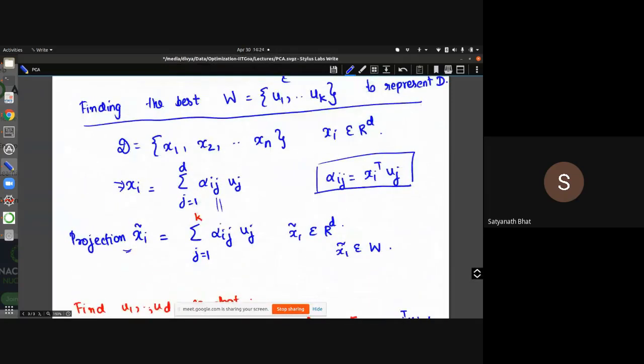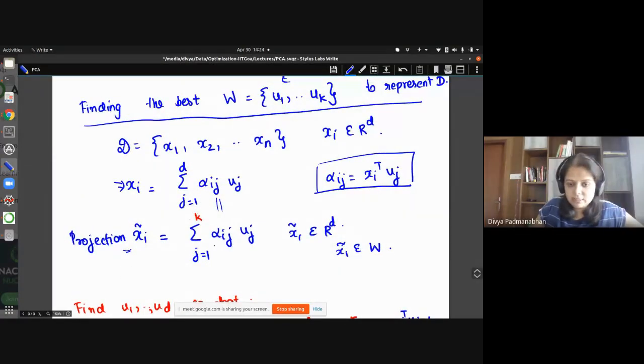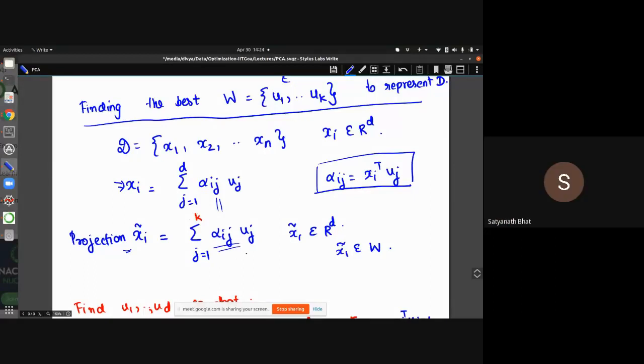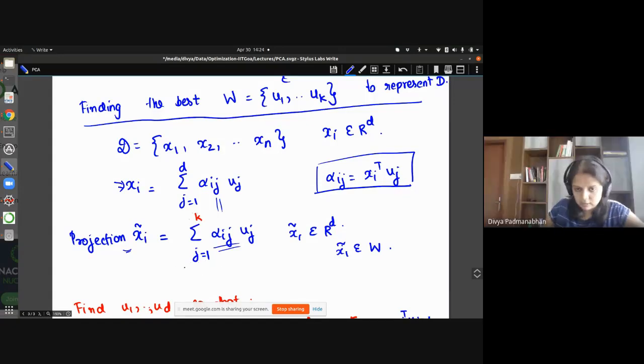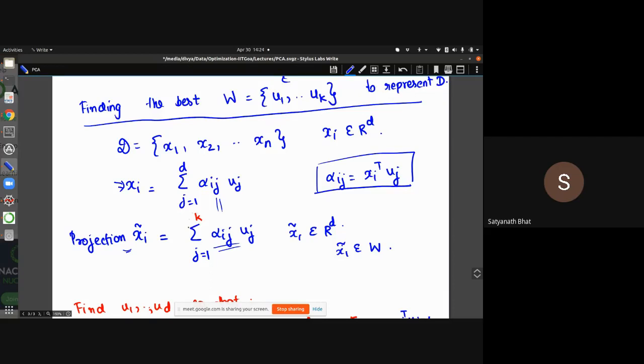Alpha 11 to alpha 1k, right? Yes. For example, the first training point will be alpha 1 all the way till alpha 1k. So there is k dimensional. Whereas originally it was x1, x11, x12 up to x1d.